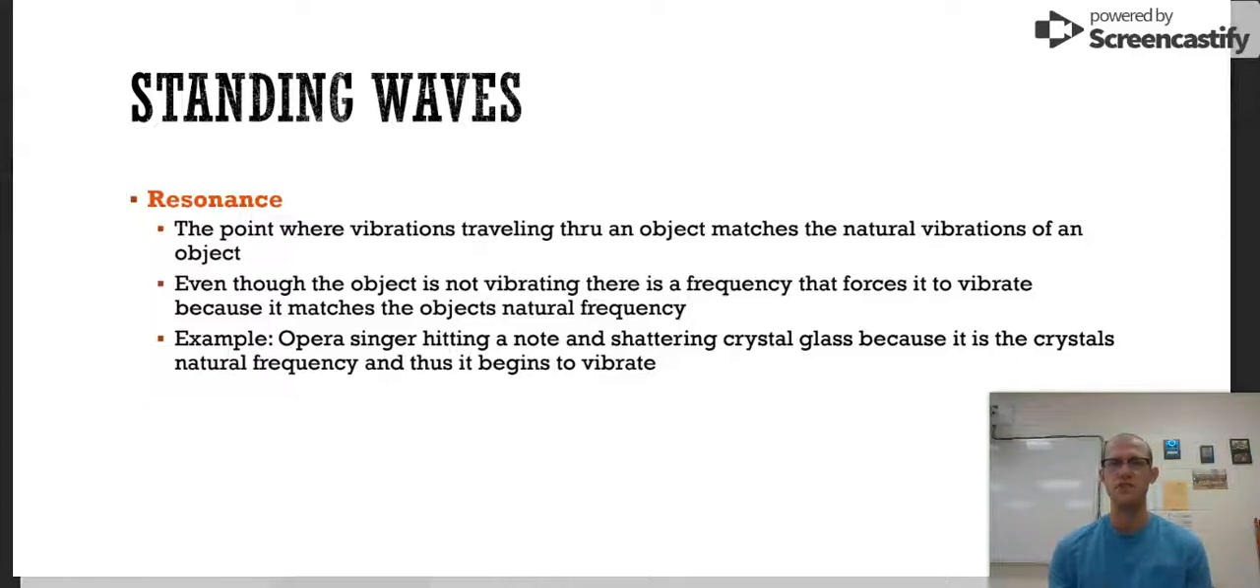the object's natural frequency. So for example, an opera singer hitting a note and shattering a crystal glass is because its crystals have a natural frequency that the opera singer just hit. So they begin to vibrate, and when glass vibrates, it's going to break and shatter.